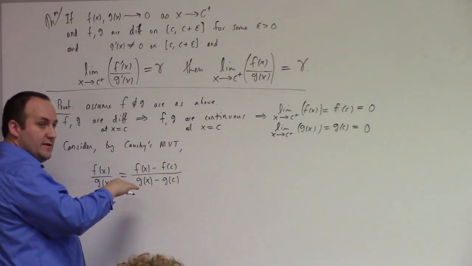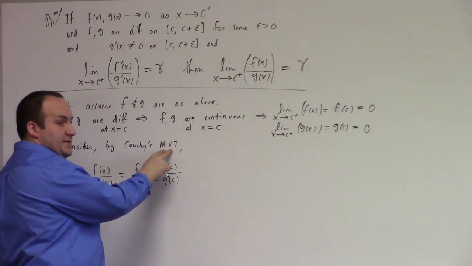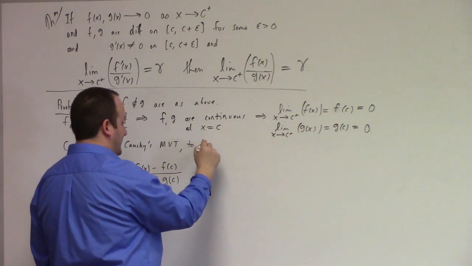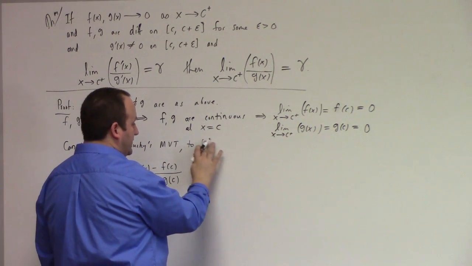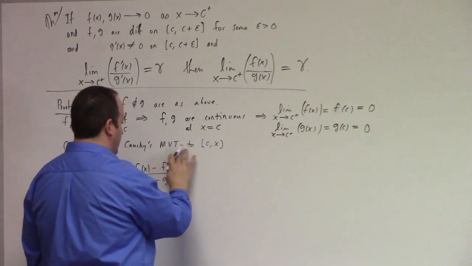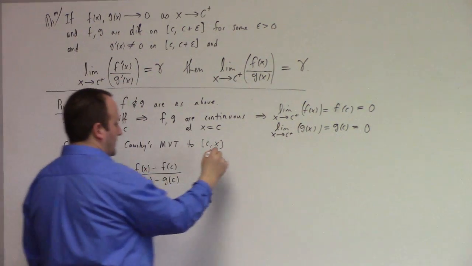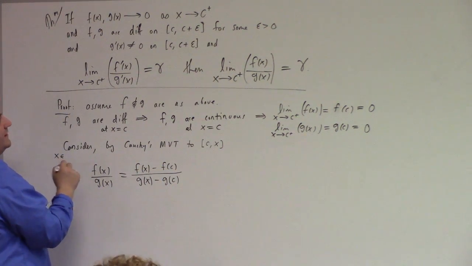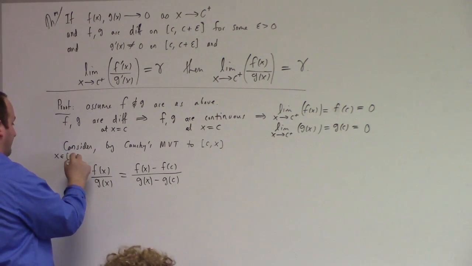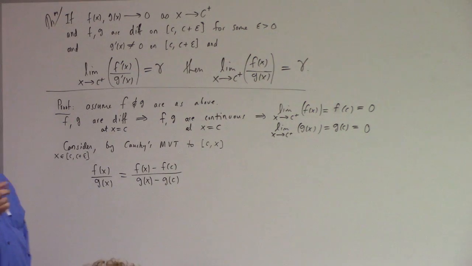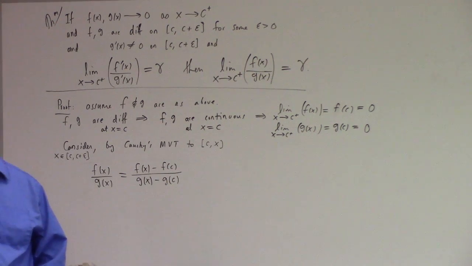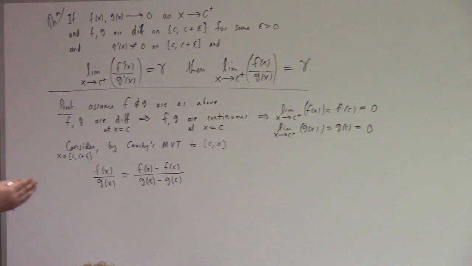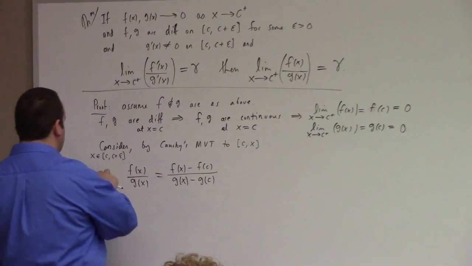All right, so back here, f of x minus f of c over g of x, right? I just subtracted 0. Then what? Now we apply Cauchy's mean value theorem, right? To what? To the closed interval, c to x. Here x is an element of c to c plus epsilon. I'm picking some point where the derivative is non-zero, some point in this c to c plus epsilon, close to c but to the right of it. That's where x is.